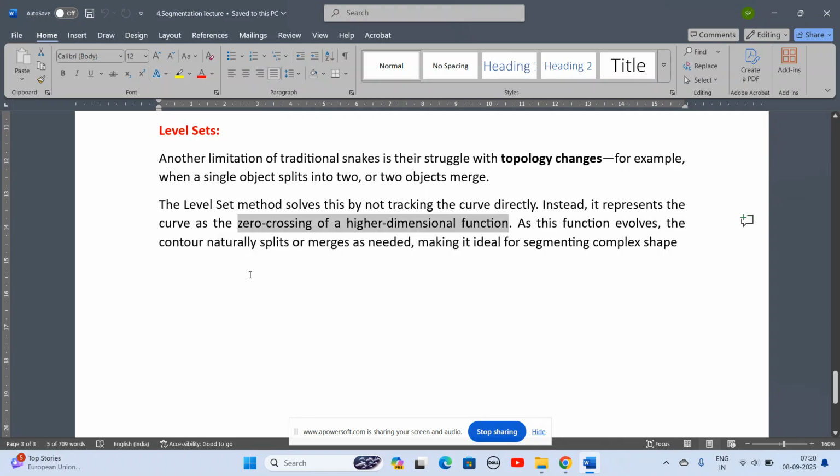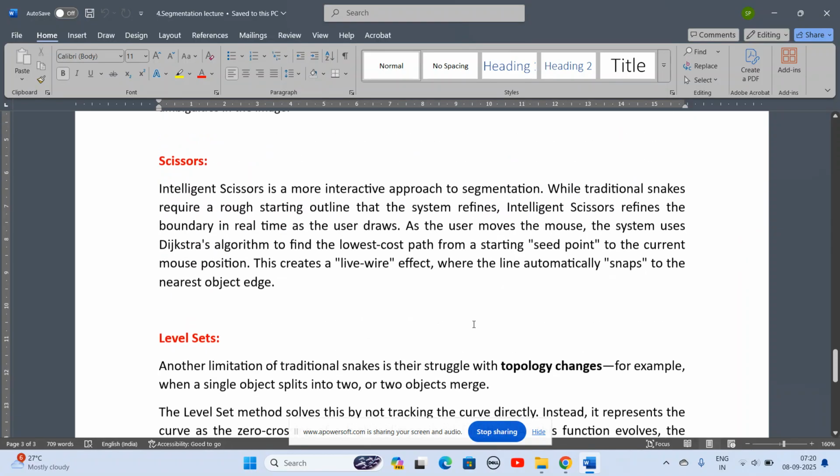Zero crossing means whenever we represent the image as pixels, we use a mathematical formula. On applying the high dimensional function, the sign of the value changes, which means positive changes to negative, so a zero crossing occurs. As this function evolves, the contour naturally splits or merges as needed, making it ideal for segmenting complex shapes.